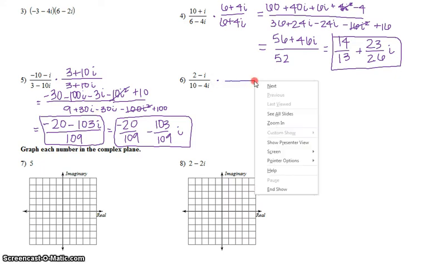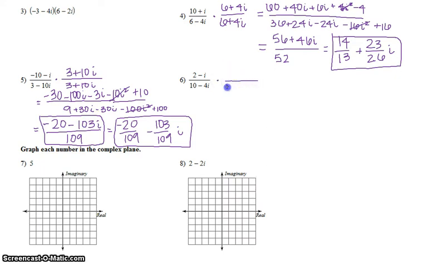Number 6, multiplying by the conjugate. Oops. So that's 10 plus 4i, 10 plus 4i. For my numerator, I'm going to end up with 20 plus 8i minus 10i minus 4i squared, which is really just plus 4.